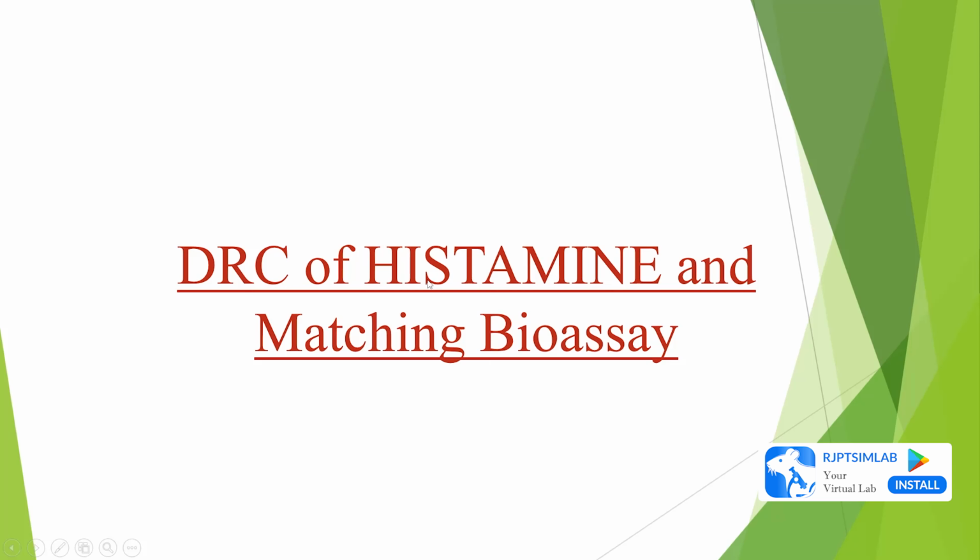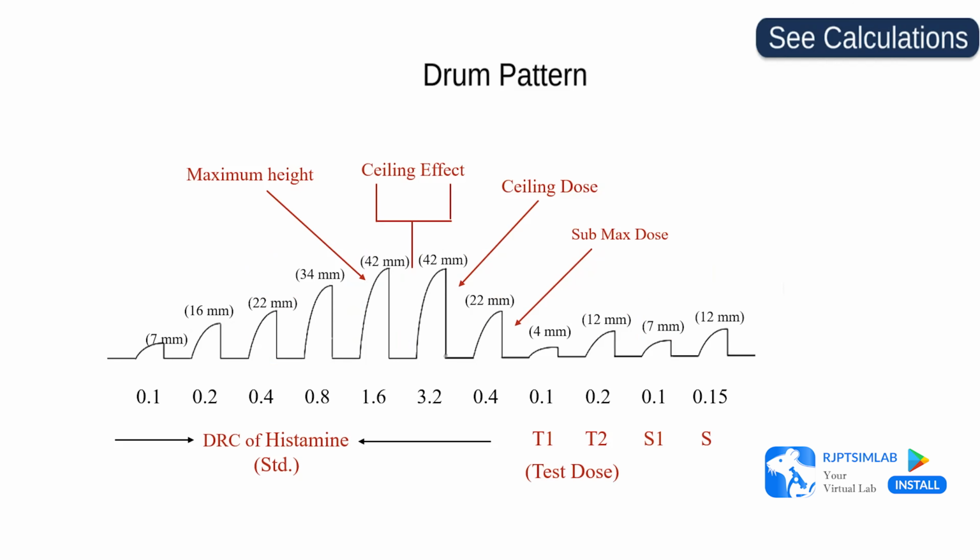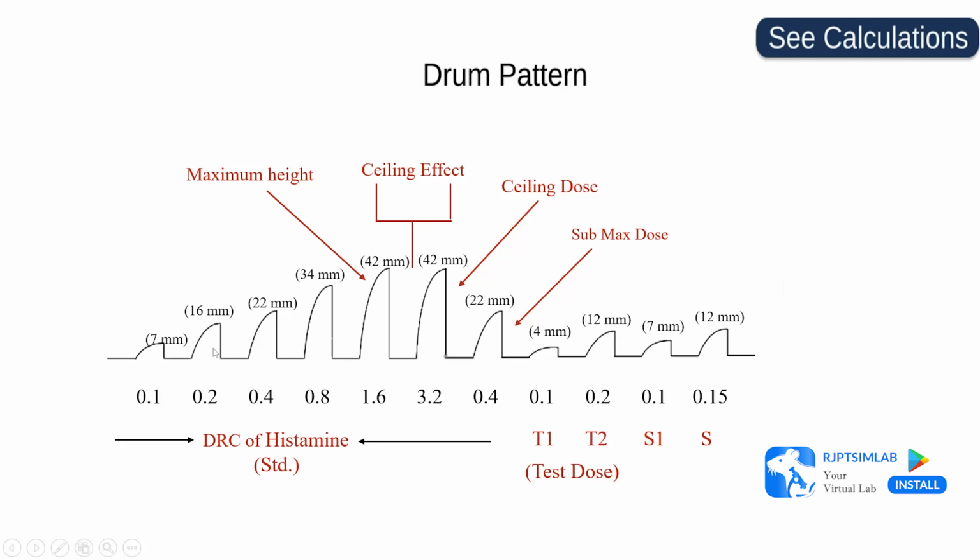Here we have our DRC of the histamine in the matching bioassay method. DRC is the drug response curve. As we can see, we have performed the DRC of the histamine standard solution. This is the graph of all the observations that we have recorded. The 0.1 ml concentration, 0.2, 0.4, 0.8, 1.6, 3.2, and 0.4 ml concentration of the histamine. So till the 1.6, we have the DRC of the histamine solution.